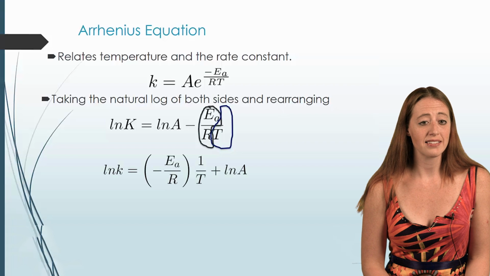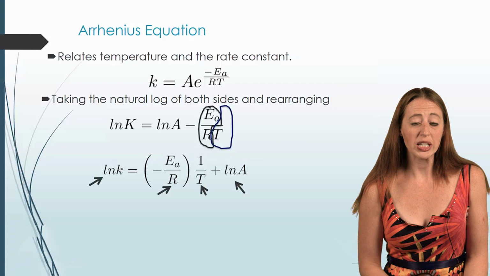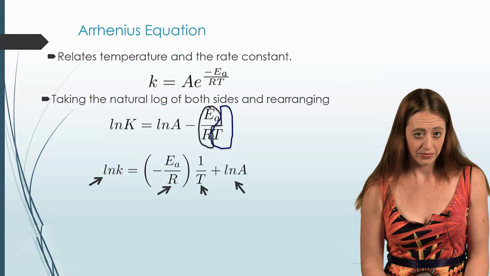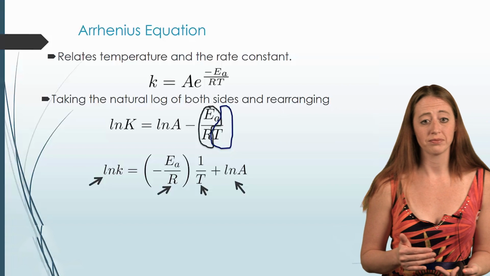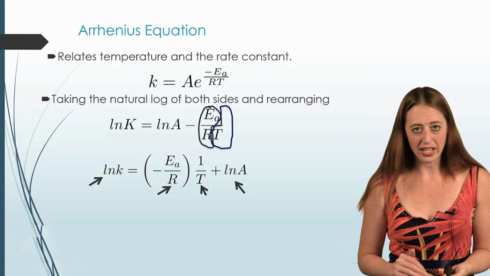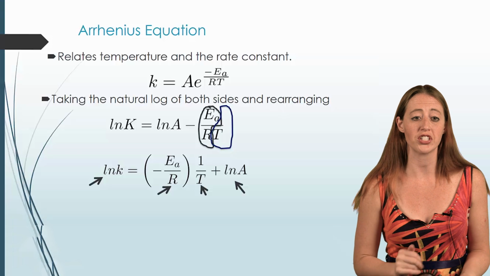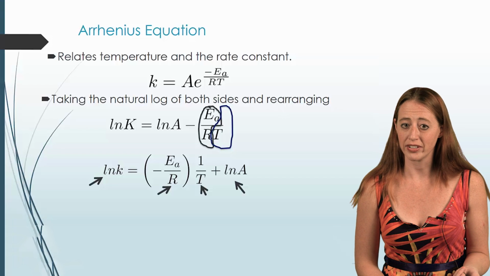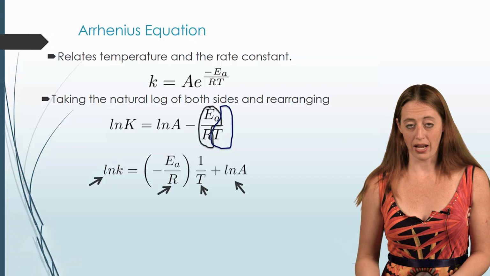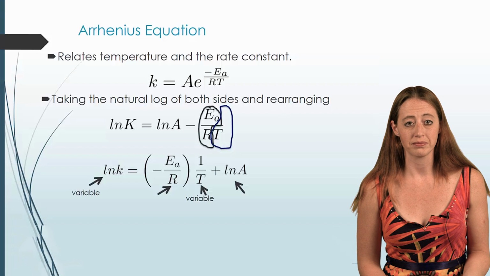So if I do this, now let's think about what each one of these are. If we look at the natural log of k, for a given temperature, we call k a constant. But here, we're not at a given temperature anymore. We're changing our temperature, and our change in temperature is going to change our k. So that's actually a variable. As I just said, we're changing temperature, which means that 1 over T is a variable too.